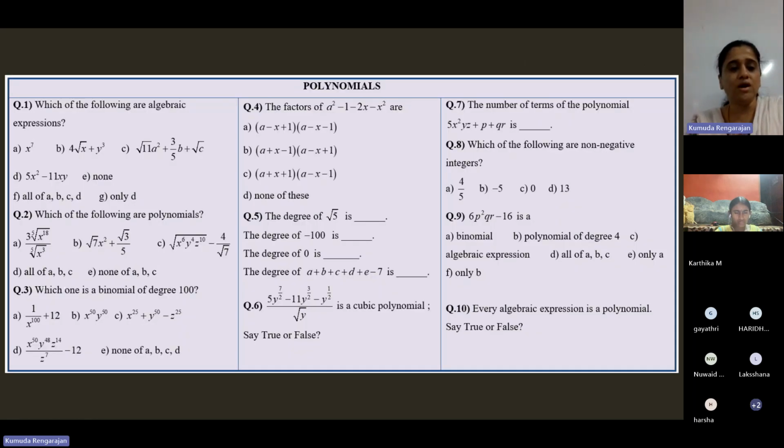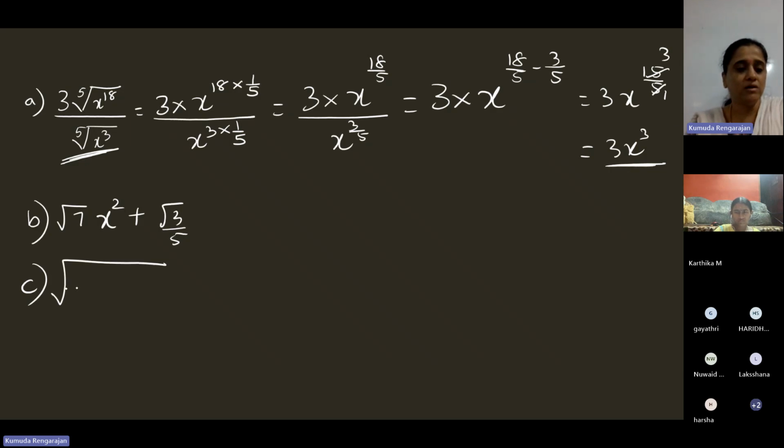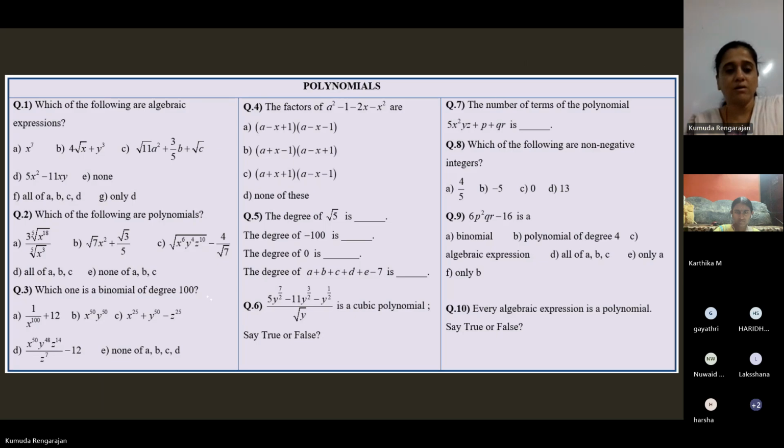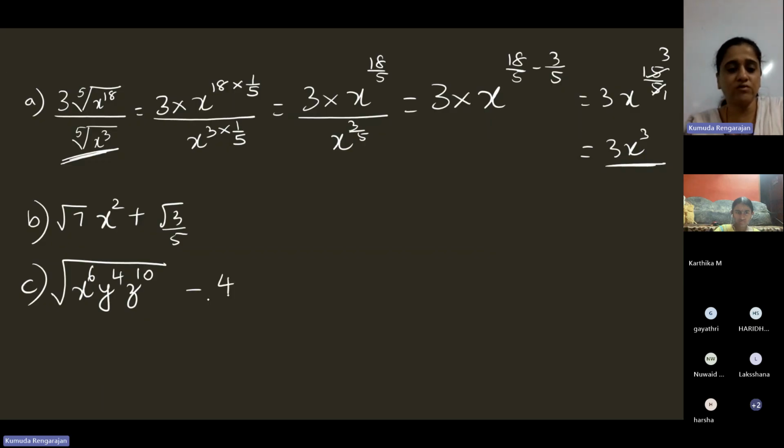Next, root of x to the power 6, y to the power 4, z to the power 10, minus 4 by root 7.